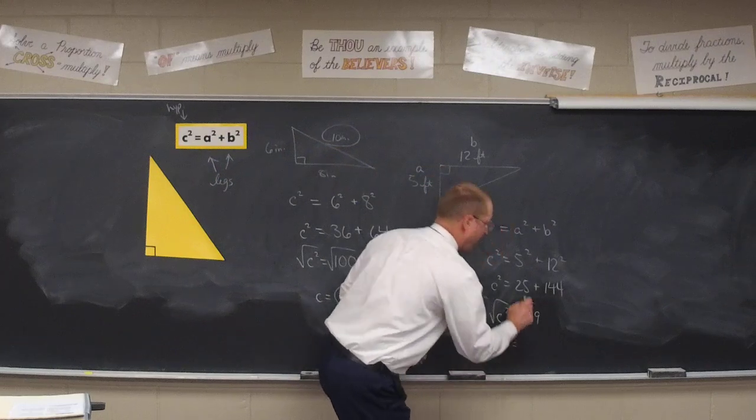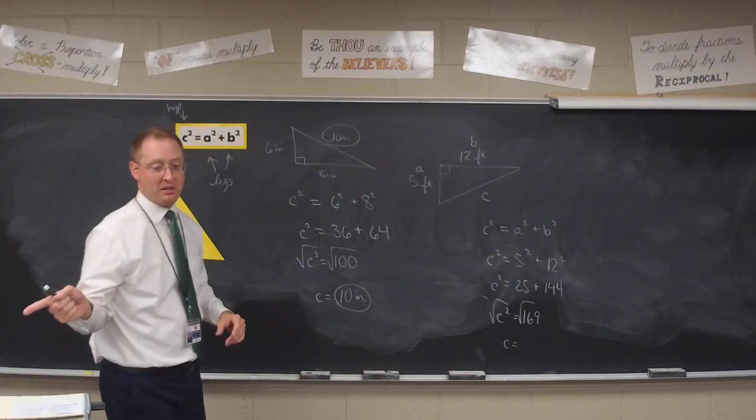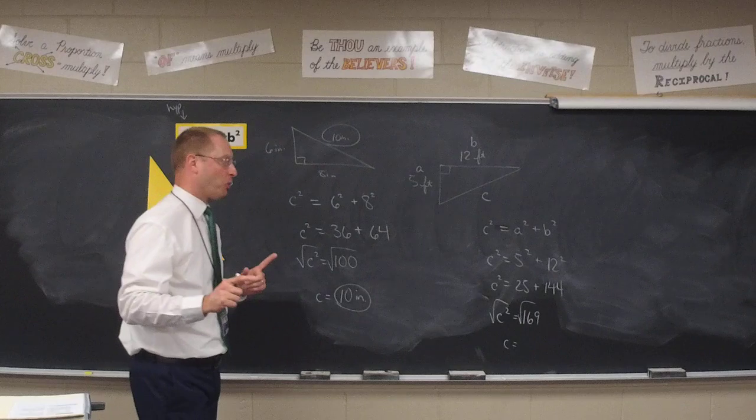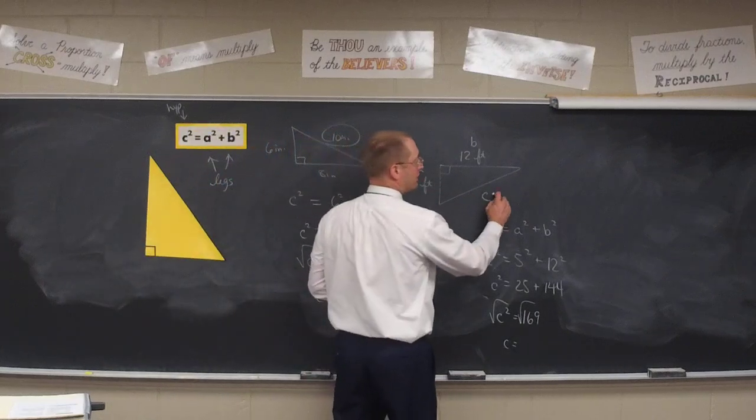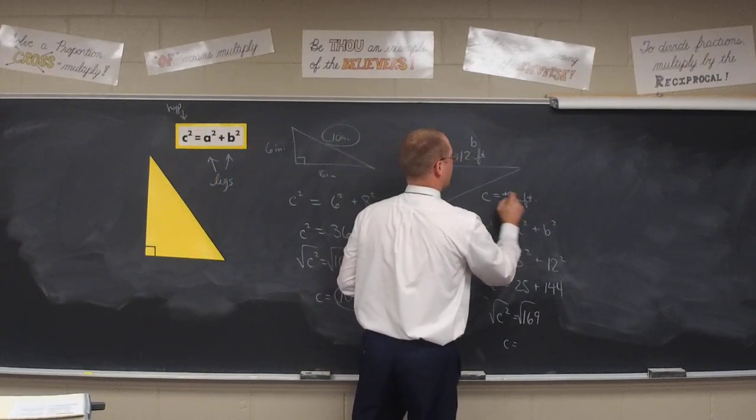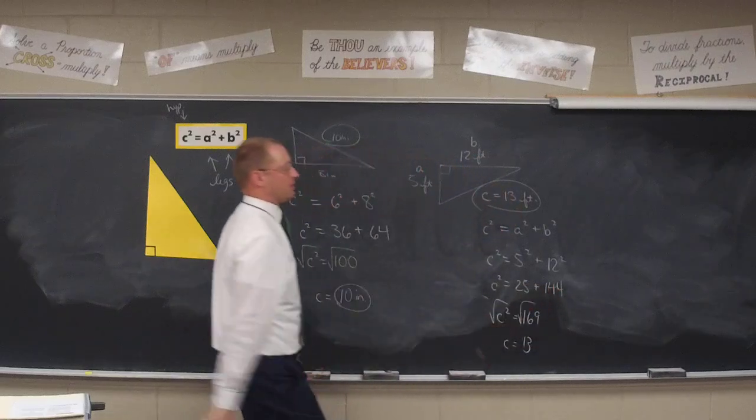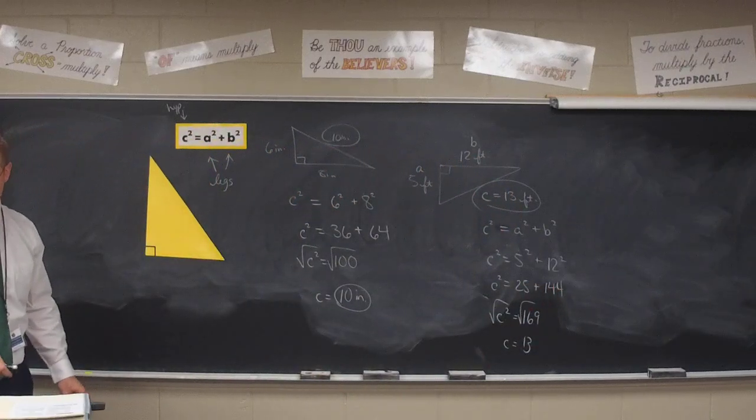So you might be able to figure this out without the paper, but it doesn't hurt to have the paper. How long is this hypotenuse, class? 13 feet. 13 feet. That makes sense? You do the last one on your own.